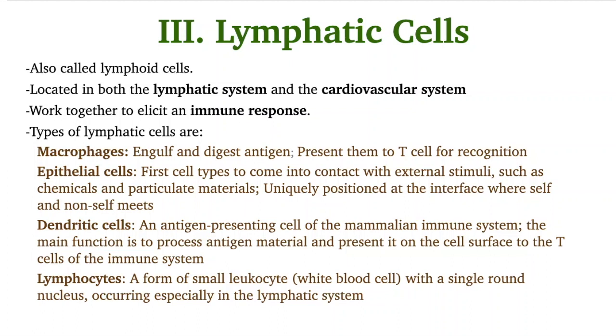Then we have the dendritic cells, which are antigen-presenting cells. Basically, these dendritic cells have these little branching arms, looking very similar to the dendrite of a nerve cell, but it is not a nerve cell. These capture antigen-fighting material and present it to the T cells again. Then we have the lymphocytes, which are going to be a form of a leukocyte or white blood cell. And these are round with a nucleus.